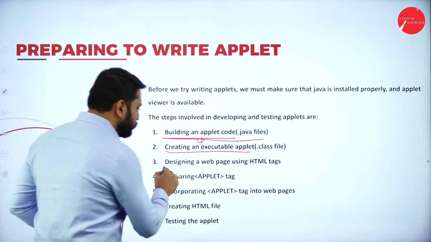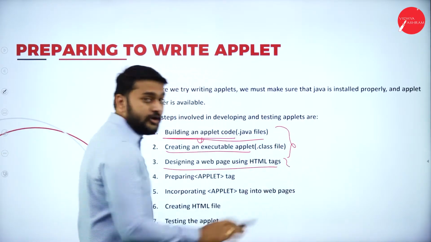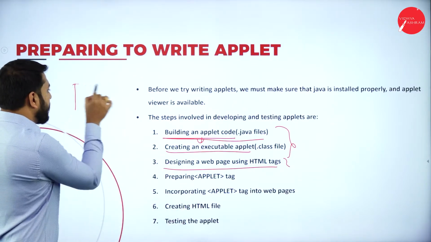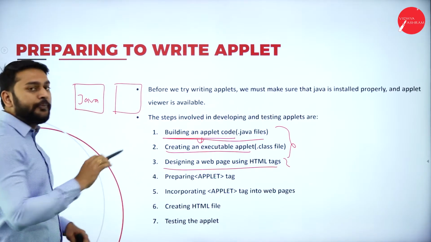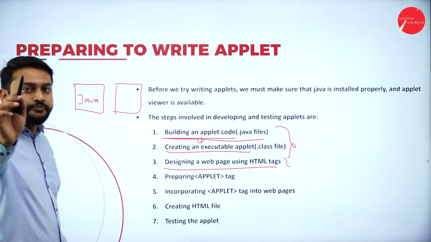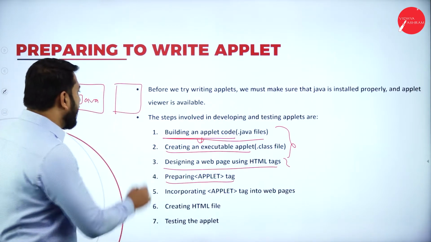Design a web page using HTML tags. This is going to be a separate file. I'm done with the Java program now. After that, I'm going to design one web page, an HTML page. In that HTML page, you have to use the applet tag. That's the next step.